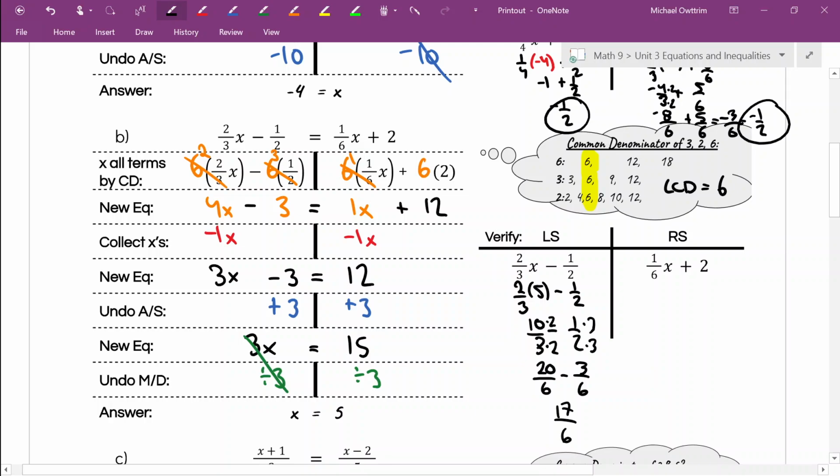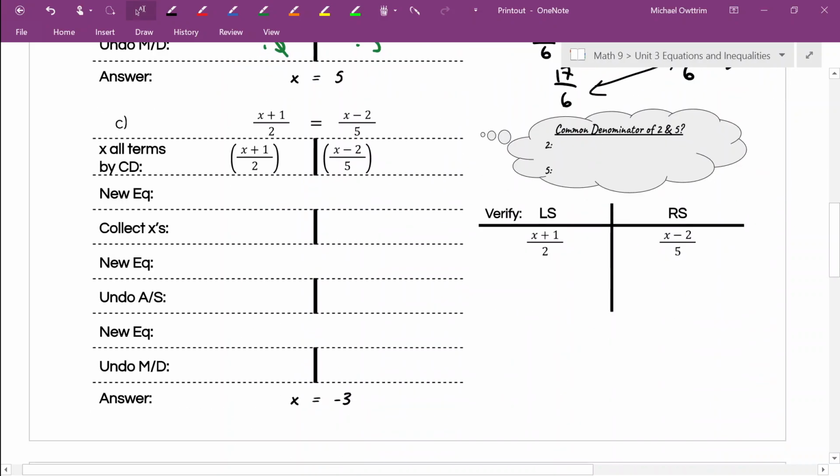Let's do the same thing on the right side, so we'll substitute in our solution of 5. 1/6 times 5 is 5/6. 2 is really 12/6, and 5/6 plus 12/6 is 17/6. Obviously, same value on both sides of the equation tells us we have our correct solution.